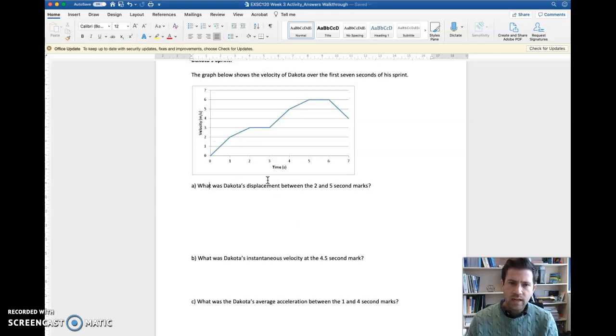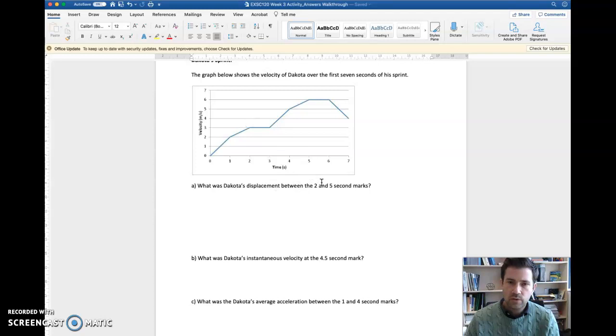So what's Dakota's displacement between the 2 and 5 second mark? There's a few different ways to do this actually, but I find the simplest way is to break down each second. So we've got 3 second periods. If we break down each second, then your average velocity over a second is the same as your displacement. So think about it, if you're traveling at 5 meters a second for 1 second, you would have traveled 5 meters. So we're just going to use that across these 3 seconds here.